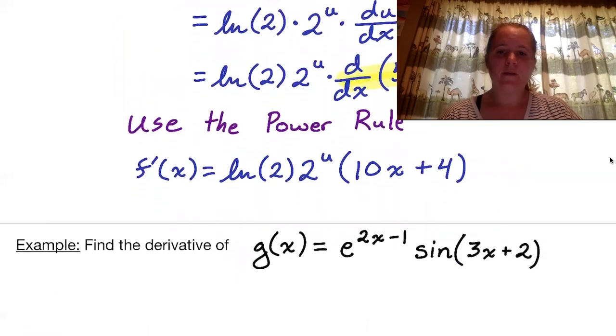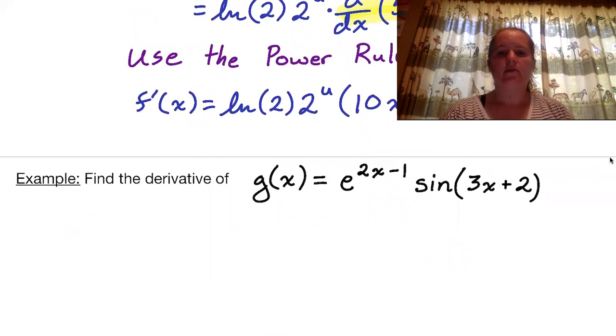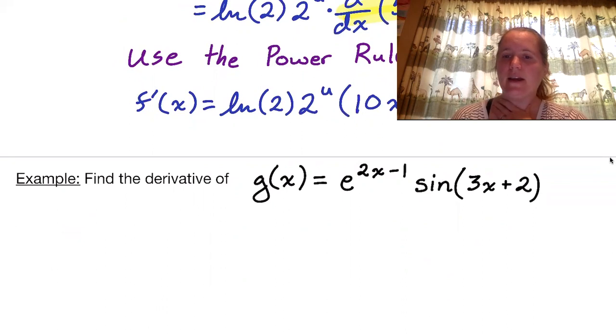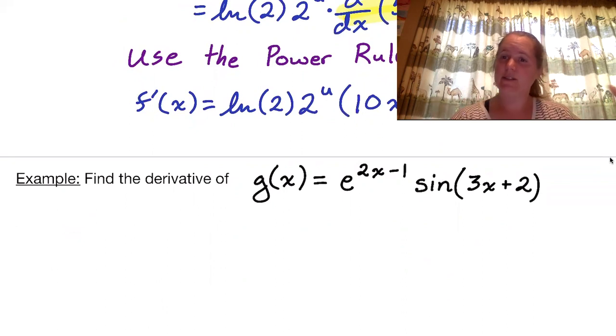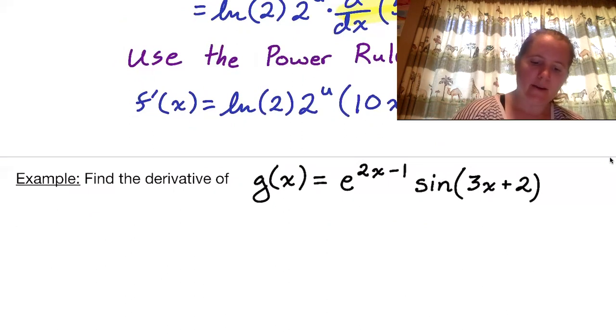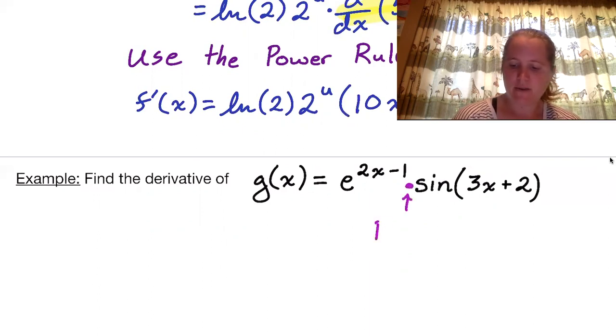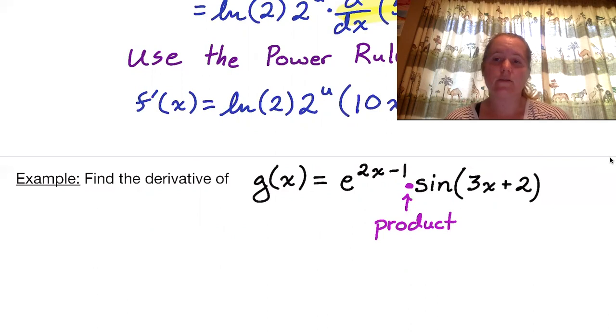Now let's go ahead and do one more. Let's find the derivative of g of x equals e to the 2x minus 1 times sine of 3x plus 2. When we take the derivative, you want to think of it as unwrapping a present. Just like when we're solving an algebraic equation, you work your way outside in. We're going to work with the very last operation to be done. In this problem, the very last thing to have been done would have been the product. So the product is the last thing we would do when evaluating, and it's where we will start with our derivative.